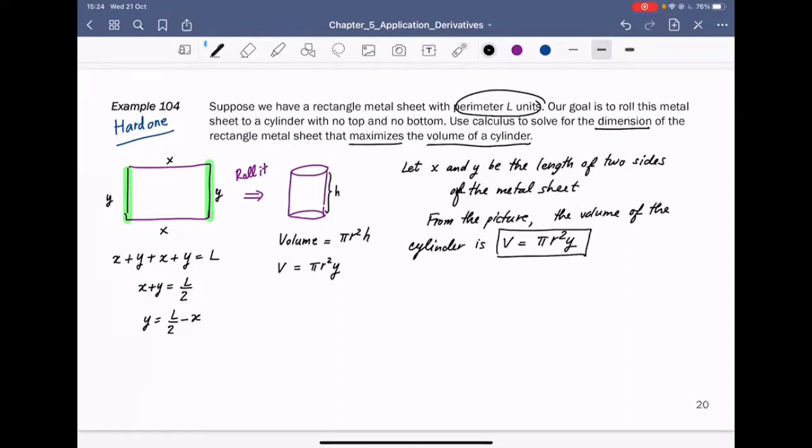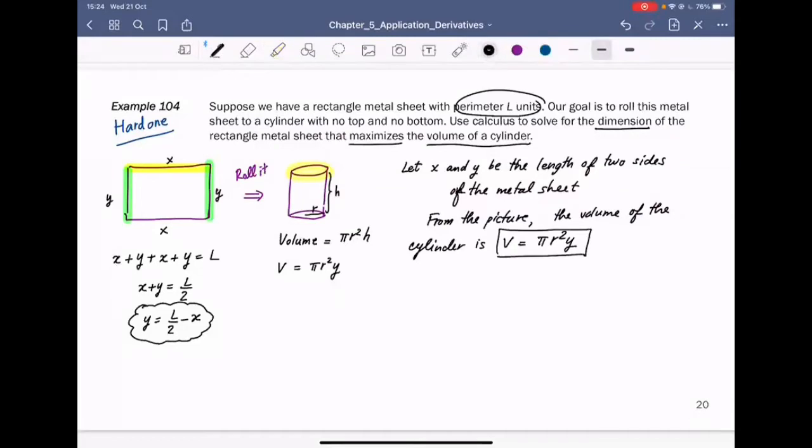You can see that we have y equal to L over 2 minus x. So I can switch y to L over 2 minus x. And what is your r here? Your r is going to be the radius. You can see that on this side x that I highlight in yellow, you can roll it and then you're going to get a circle with radius r.